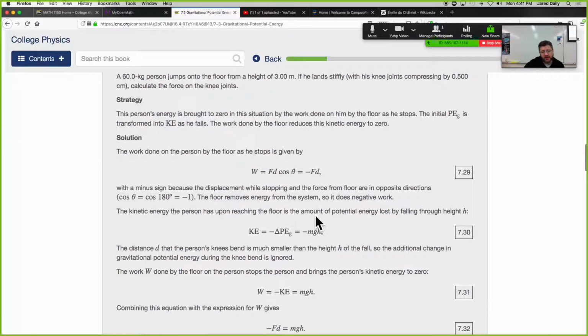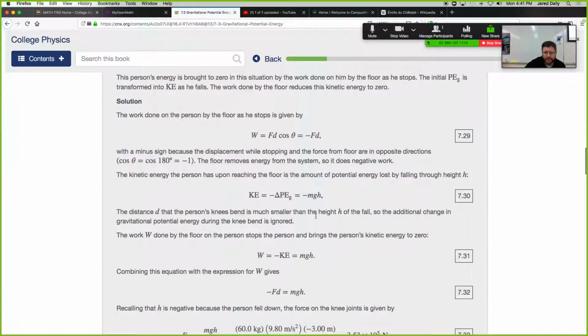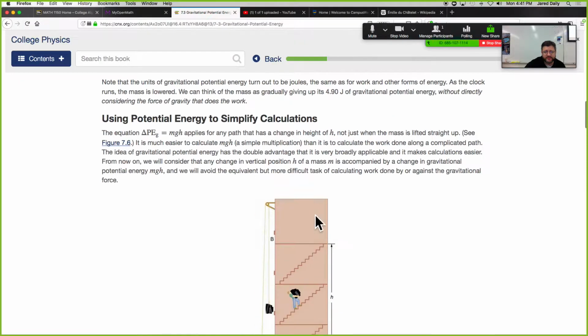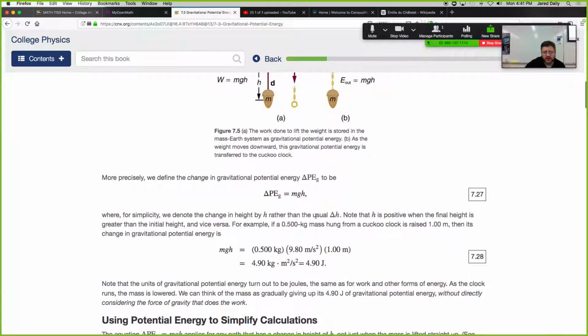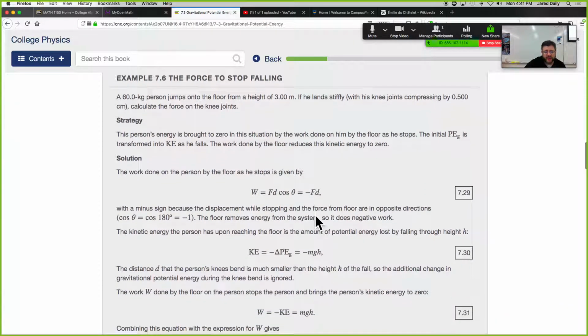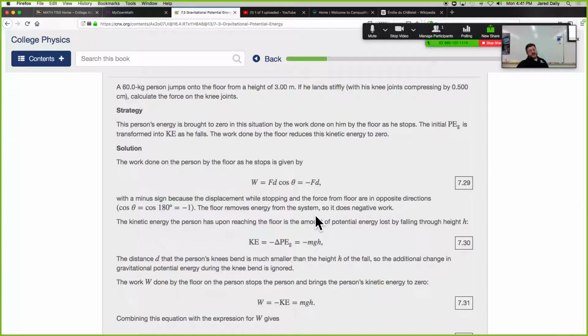But how are we going to calculate this difference? Let me see here. Well, the way we're going to calculate this distance or this difference is by recognizing that the amount of kinetic energy that we're going to gain is going to be equal to the amount of potential energy we lose. As we fall through the air, we're going down in potential energy, but we're going up in kinetic energy because we're speeding up. Essentially, potential energy is changing into kinetic energy when we jump from a height and start falling.